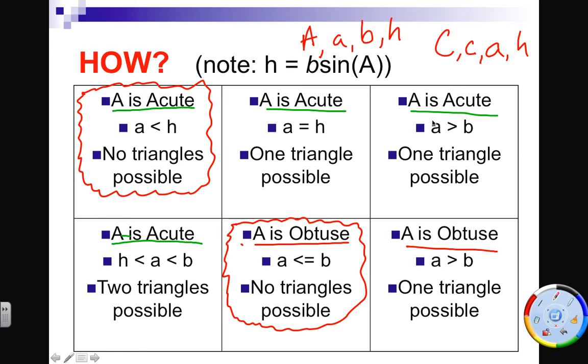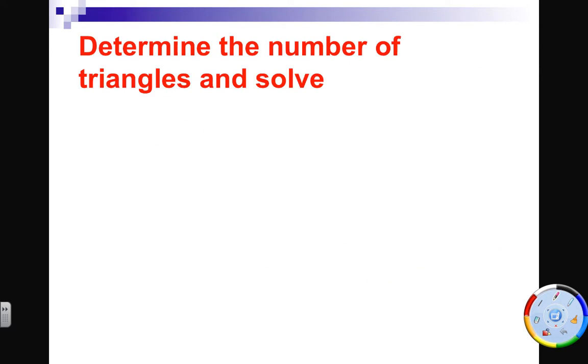All right, let's look at a couple examples here. I want to determine the number of triangles, and I want you to solve the triangle. We're not going to solve all of them, but at least one of them. Now, in this case, a is 7, b is 6, and big A is 26.3.